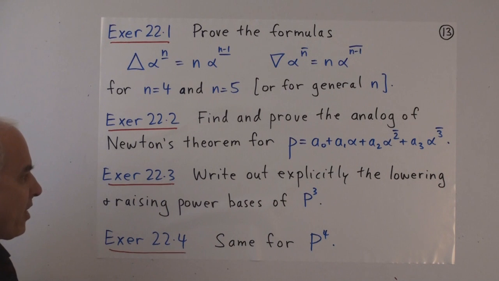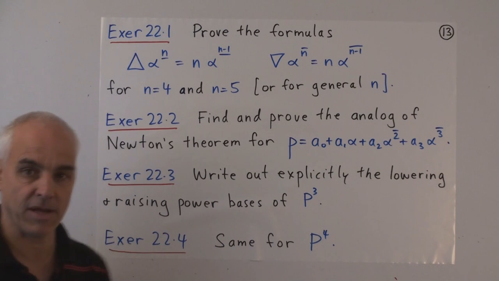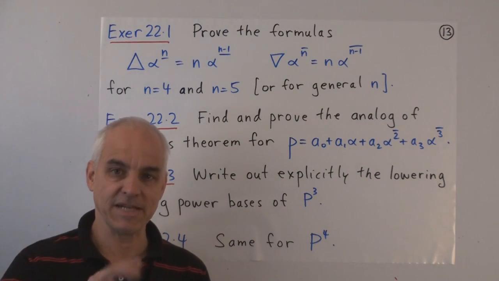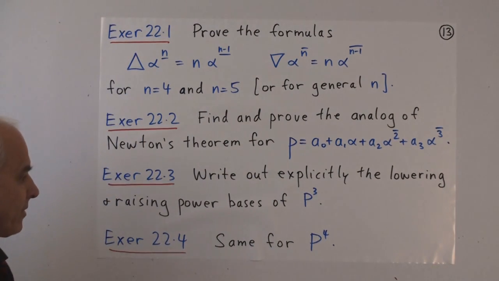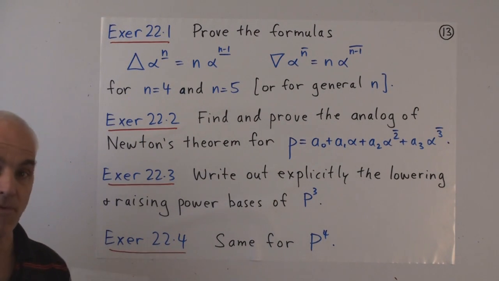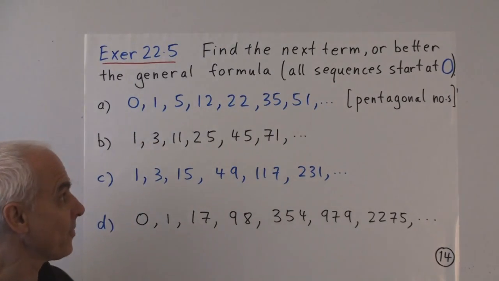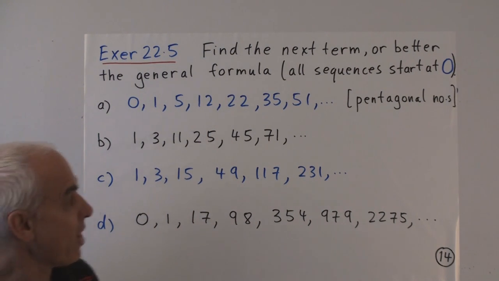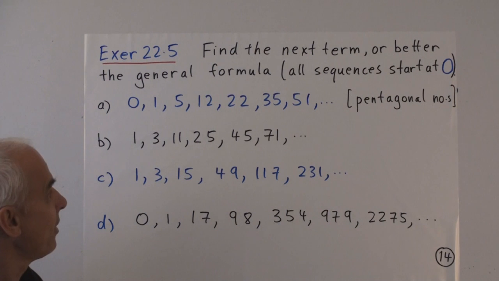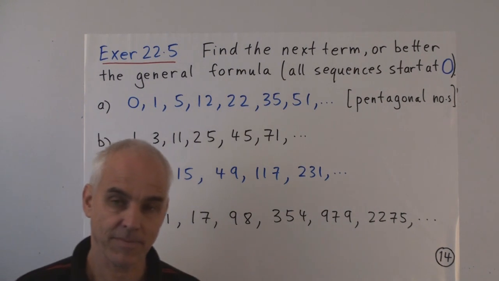Exercise 22.3, write out explicitly the lowering and raising power bases of P3. So write them all out to see exactly what they look like when you expand them out as polynomials. And do the same for P4. And finally, a bit of fun with some sequences. So here are 4 different sequences, and I want you to figure out what the next term is. Or better yet, find a general formula for the sequences.